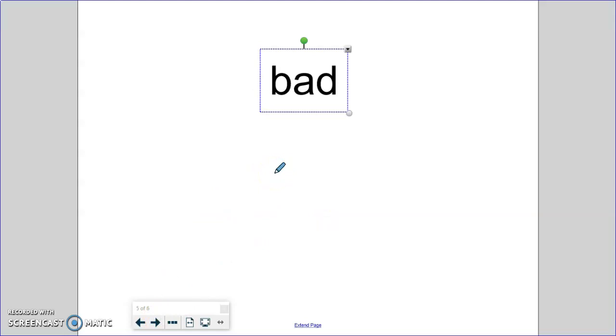Let's sound out this word together. B, a, d. Keep sounding it out. Did you get the word bad? Good job. Now let's change it up.